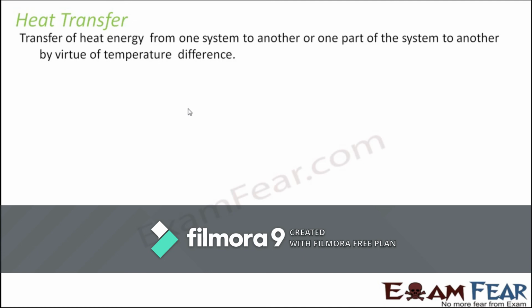And how does this heat transfer happen? Due to temperature difference. Heat will get transferred from one object to another, or from one part to another, only when those two objects or those two parts of the object are at different temperatures. If both of them are at the same temperature, then there will be no heat transfer taking place. So temperature difference plays a major role, in fact the most important role, in the process of heat transfer.